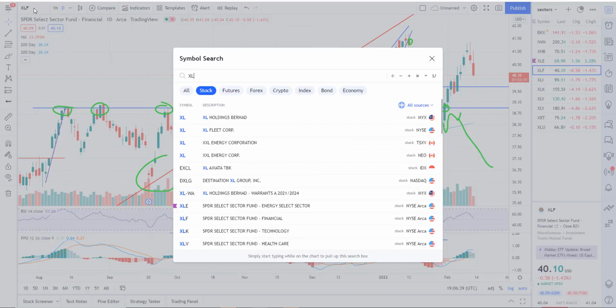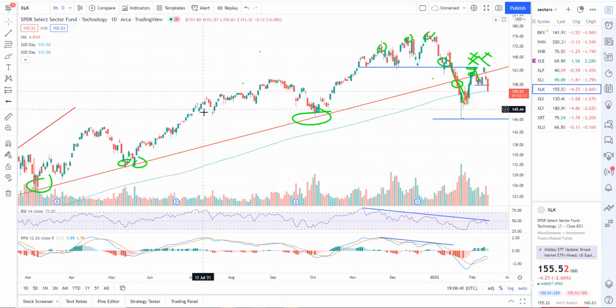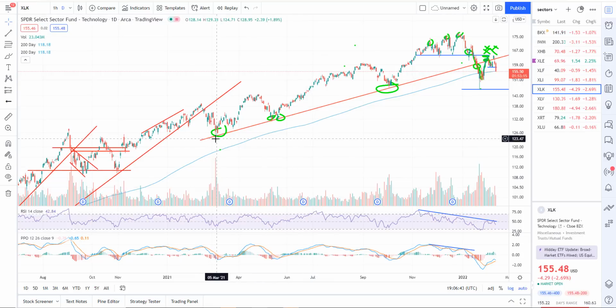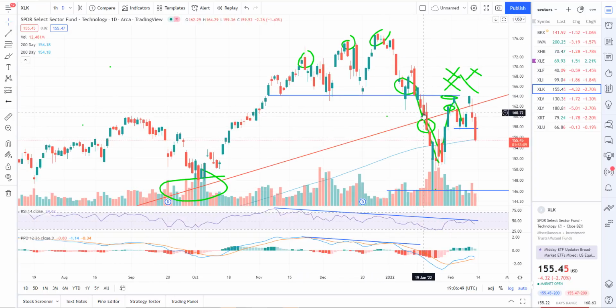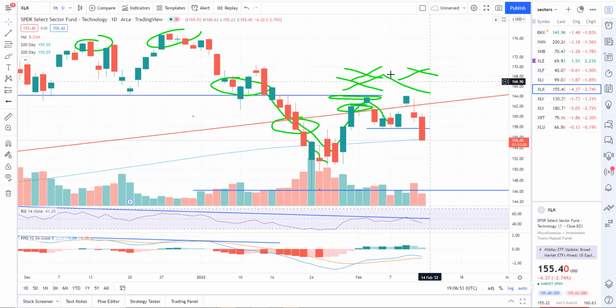Another look at tech would be XLK. Okay, here's XLK. Again, here's your daily chart. Here's your trend line that we were holding through 2021. All right, we broke trend, back tested once, back tested twice. They made it look pretty good.